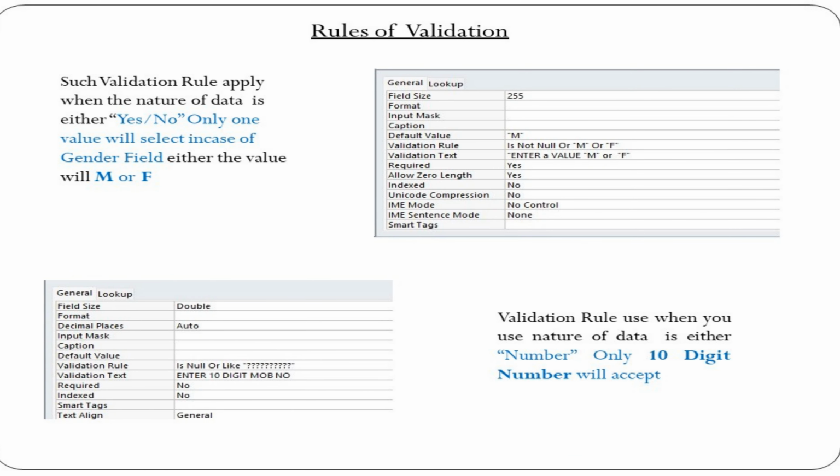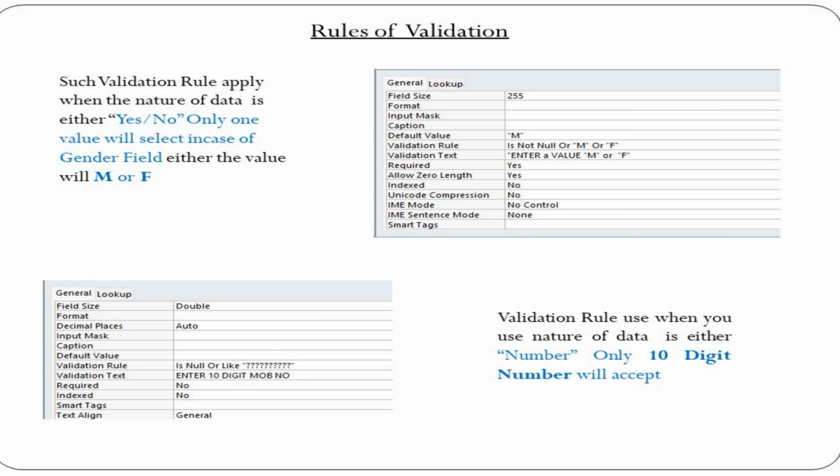Fine. There are two examples of validation rule. First example is concerned with yes or no. It is concerned with when we provide a radio button. For example, such a validation rule applies when the nature of data is either yes or no. Only one value will be selected in case of the gender field. Either the value will be male or female.